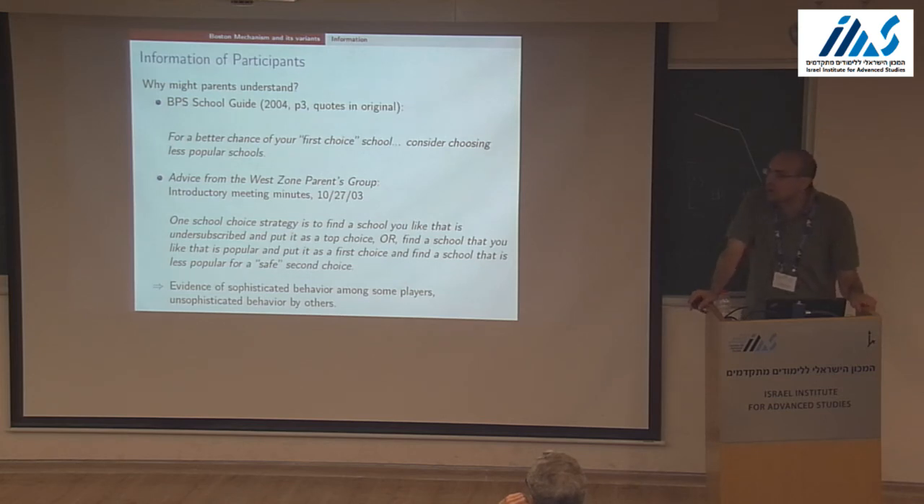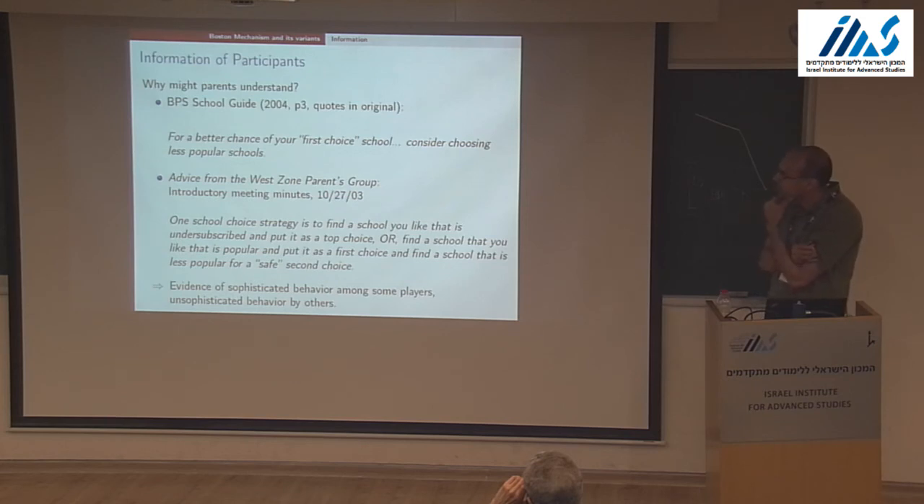This is an online Google group at the time that used to meet to discuss heuristics on ranking in the Boston mechanism. Their frequently asked questions in their introductory meeting minutes state one school choice strategy is to find a school you like that is undersubscribed and put it as a top choice, or find a school that you like that is popular and put it as a first choice, and find a school that is less popular for a, quote, safe second choice. Okay, so this is a heuristic that has emerged.